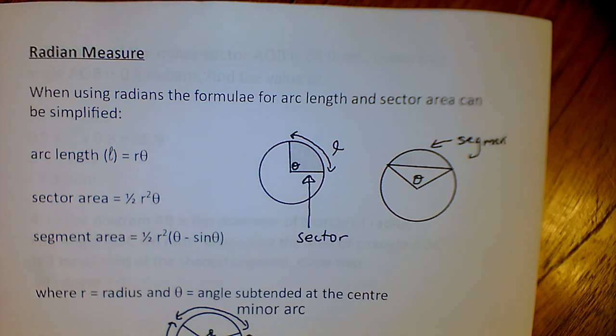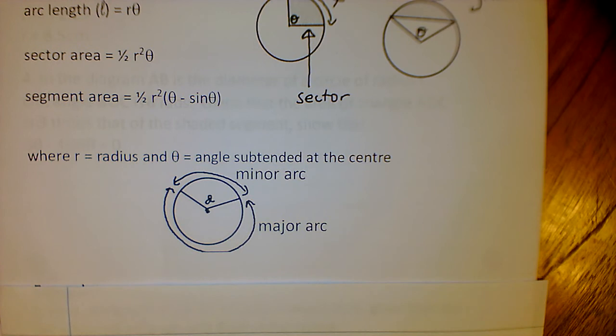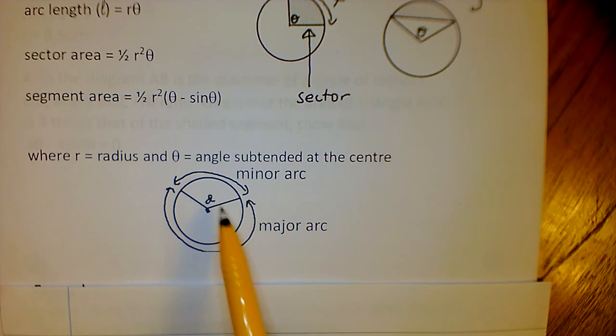And just one other thing then is about making sure you know the difference between the minor arc and the major arc, or the minor sector and the major sector. So you can see, it's sort of self-explanatory. The minor arc is the smaller one, the major arc is the bigger one.